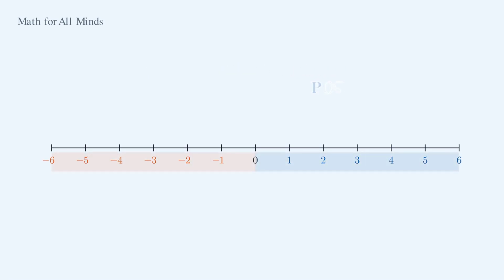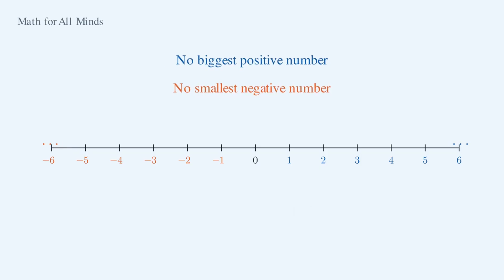Positive numbers live to the right of zero. Negative numbers live to the left. And zero itself? Zero is neither positive nor negative, it's the dividing line. The arrows on each end tell us the line goes on forever in both directions. There is no biggest positive number, and there is no smallest negative number.